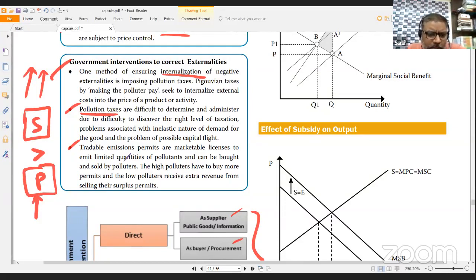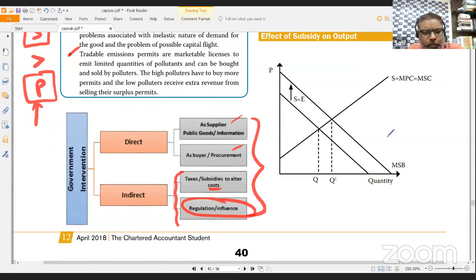The second way is tradable emission permits. Not much popular in India, very popular in Europe. America never cares about pollution anyway. At least now. The future we don't know. After November only we'll know. Right now, these tradable emission permits are very popular in Europe. In India, if at all you have heard the name, carbon credits is an example of that.